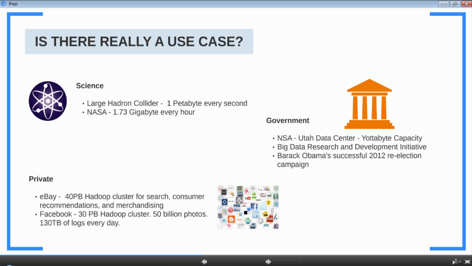Next, let's talk about the private sector. With the advent of social media like Facebook, Twitter, LinkedIn, etc., there is no scarcity of data. eBay is known to have a 40 petabyte cluster and Facebook a 30 petabyte cluster. These numbers are probably much more now since the stats are a little old.